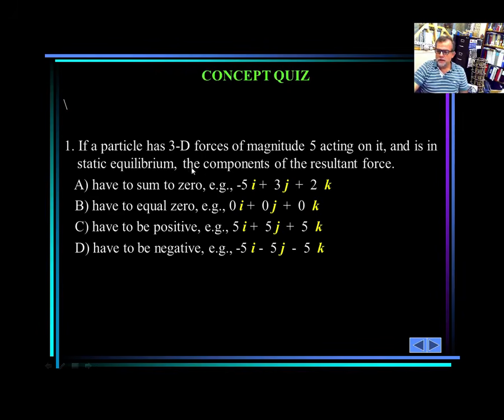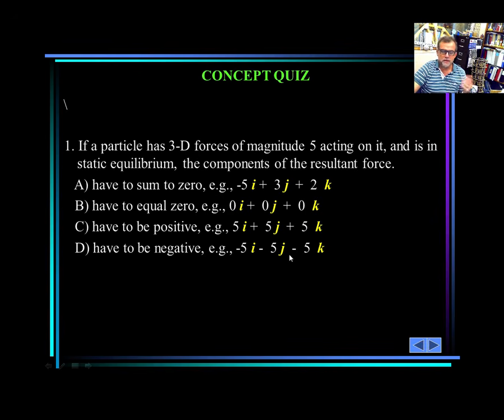Now, let's see what it says here. If a particle has 3D forces of magnitude 5 acting on it and is in static equilibrium, the components of the resultant force have to sum to 0. Yeah, right? So negative 5 plus 3 is negative 2 plus 2 is 0. Let's see the second one. Have to be equal to 0. 0 plus 0 is, yeah, 0. Because the magnitude is 5, so the magnitude should be 5. No, because it's the opposite, negative 5.